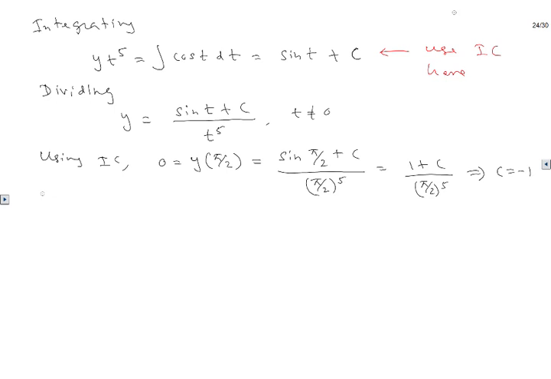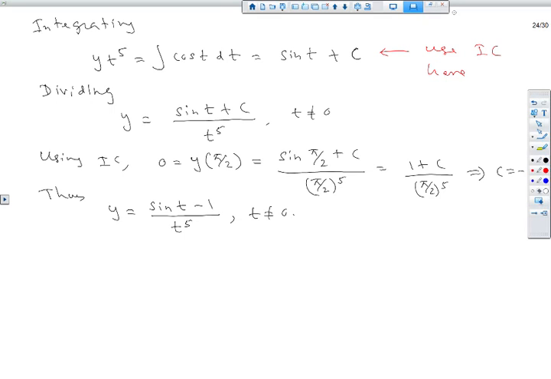Thus we have y equals sine t minus 1 over t to the 5th power, where t is not equal to 0. We assume that t is not equal to 0. Good. Okay, so that's the whole problem.